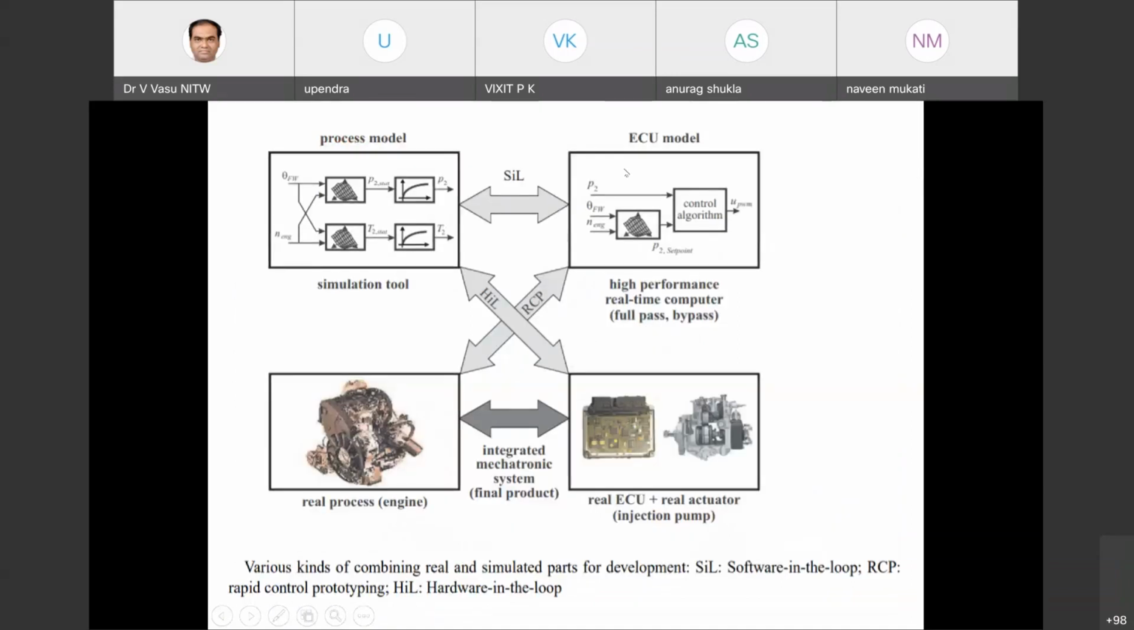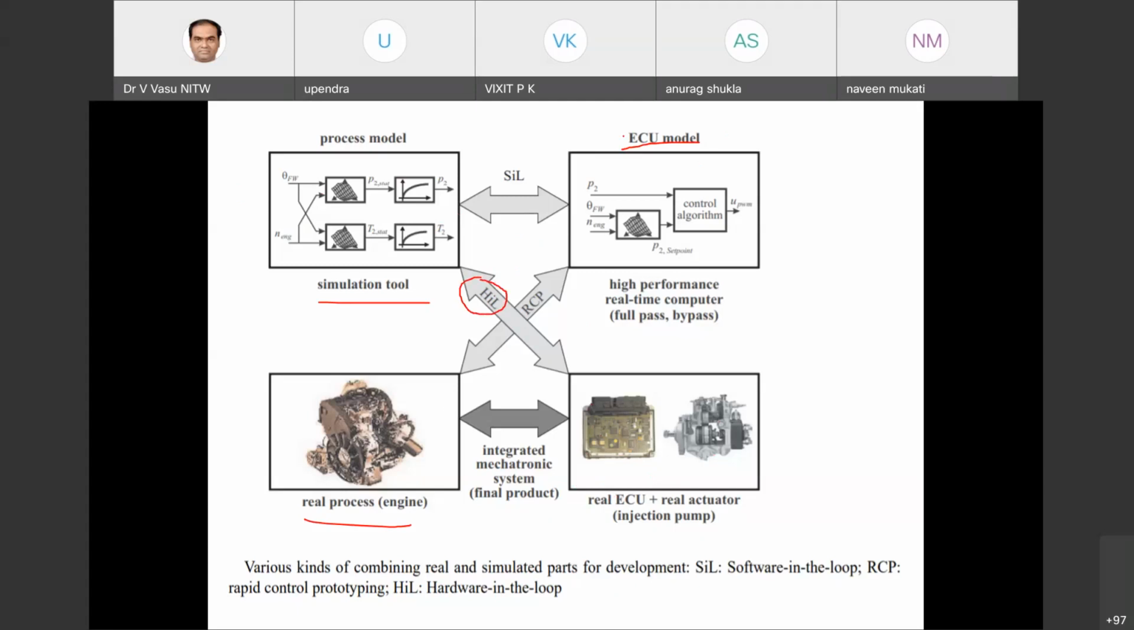Then we are going to have two important things. One is the process model, and the simulation tool will be there. Here, this is going to be called a simulation tool, and the ECU model will be there. This is going to be the electronic control unit, and the real process will be the engine that we are going to be using. If you want the software system to be connected to this particular real system, then it is going to be called hardware-in-loop simulation.